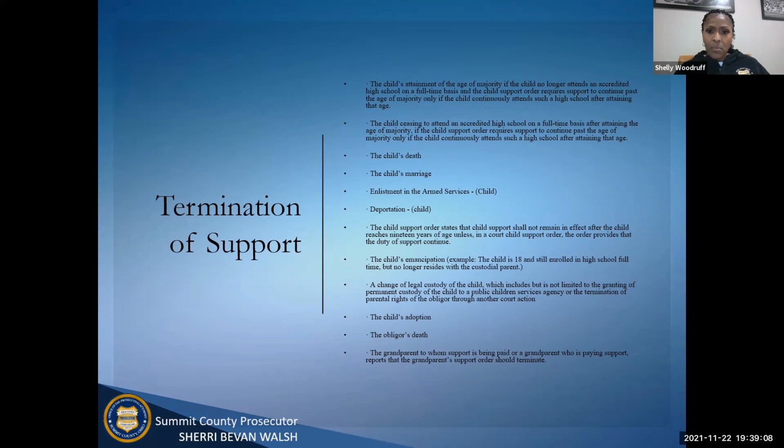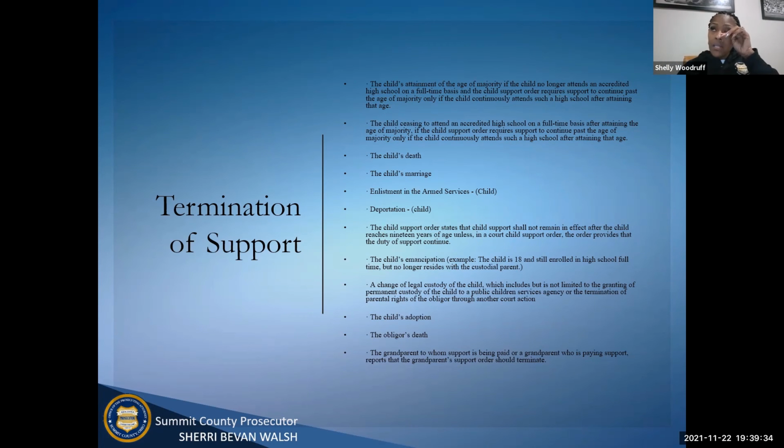So if a child is from another country, the child was here and the child gets deported, then we will terminate that support order. The child support order states that the child support shall not remain in effect after the child reaches 19 years of age, unless in a court child support order, the order provides that the duty of support continues. So we've had cases like this.